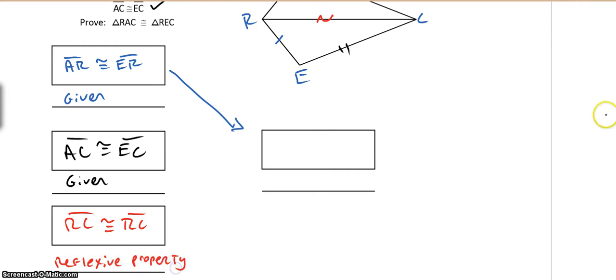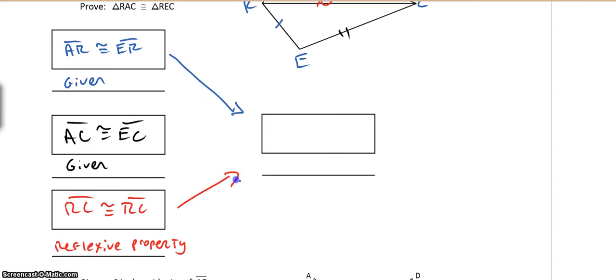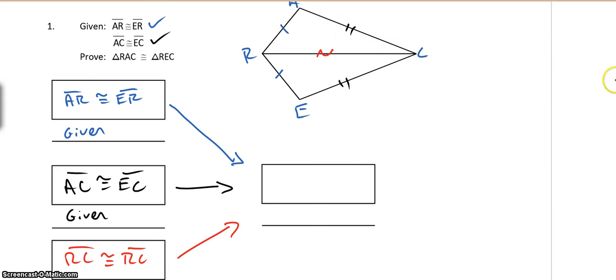So the same as a two-column. We mark it up. Again, this information's going there, this information's going there, and we now have 3 tick marks. So I can conclude that triangle RAC is congruent to triangle REC, and my reason is side, side, side.